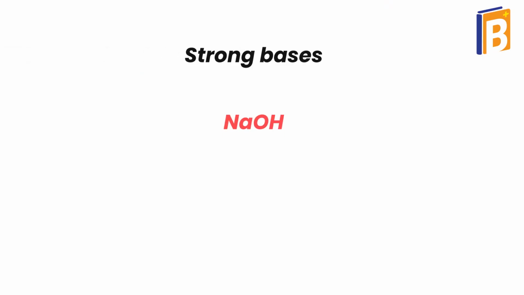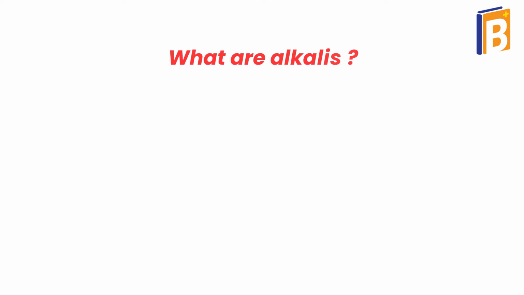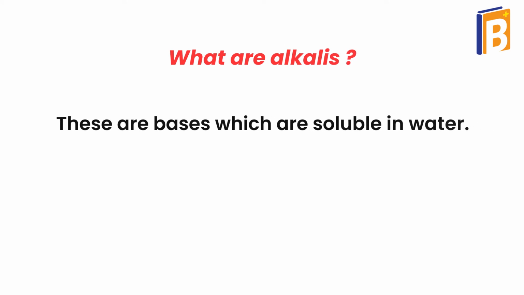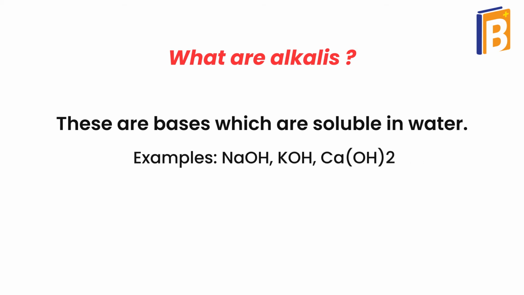Now, what are weak bases and strong bases? Some strong bases are sodium hydroxide, potassium hydroxide, and calcium hydroxide. While the weak base is ammonium hydroxide. This is the most common and most used example of weak bases. What are alkalis? Alkalis are the substances or bases that are soluble in water. For example, potassium hydroxide, calcium hydroxide, and sodium hydroxide.